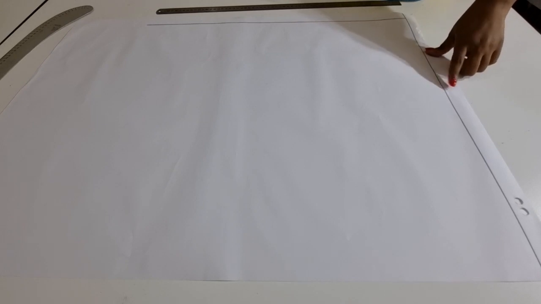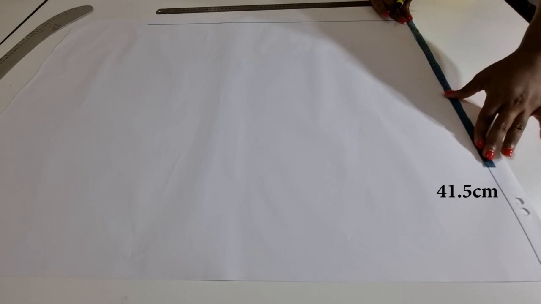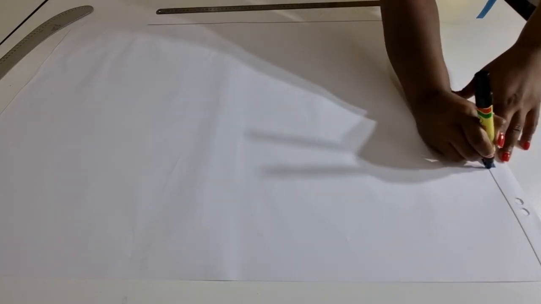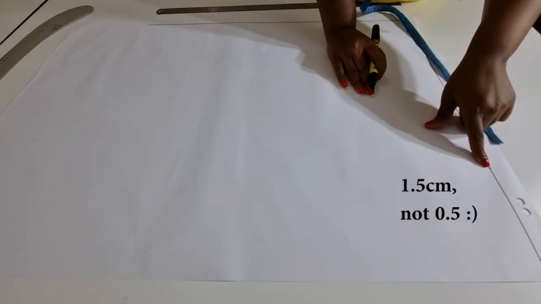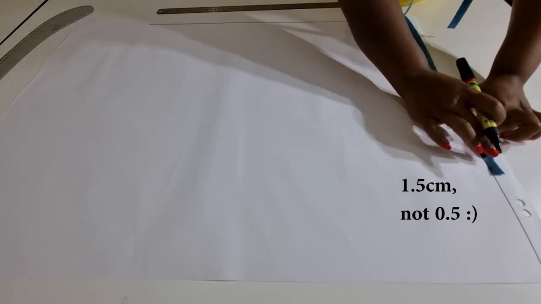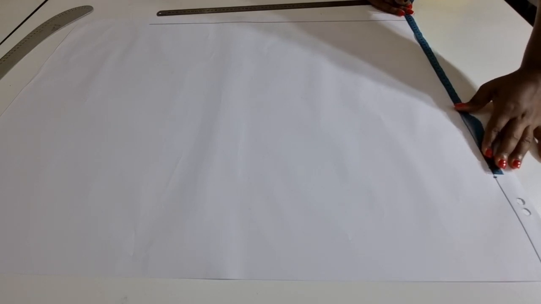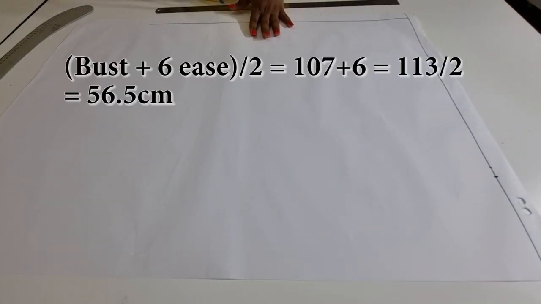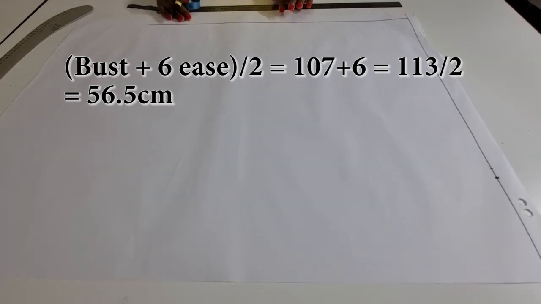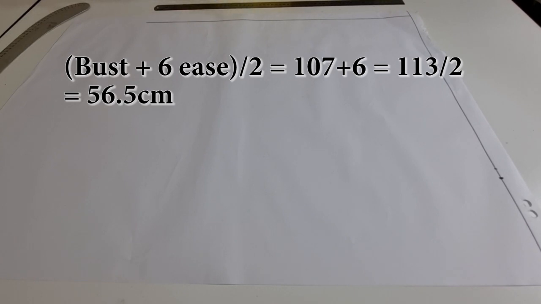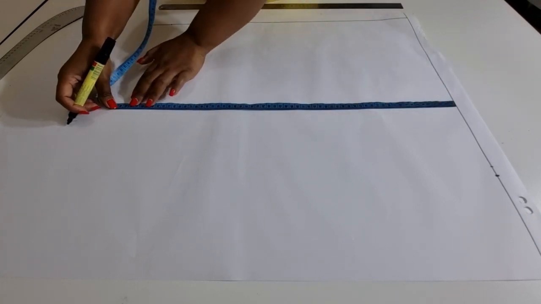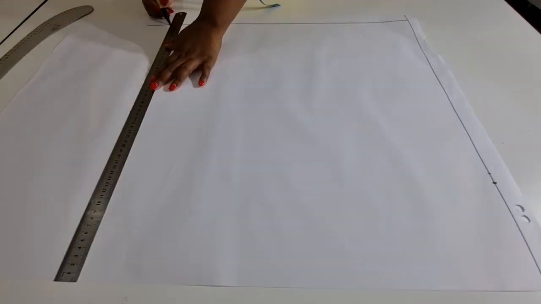Next, we're going to mark the nape to waist measurement along this line, which is going to be 41.5 centimeters. And then we're going to mark the neck depth at the back, which is going to be 0.5 centimeters, like so. And then we take this measurement, which is going to be 43 centimeters. Next, we're going to add 6 centimeters ease on the bust circumference and then divide by 2. 107 plus 6, which is 113. 113 divided by 2, the answer is 56.5 centimeters. Again, 56.5. Next, we draw a straight line.